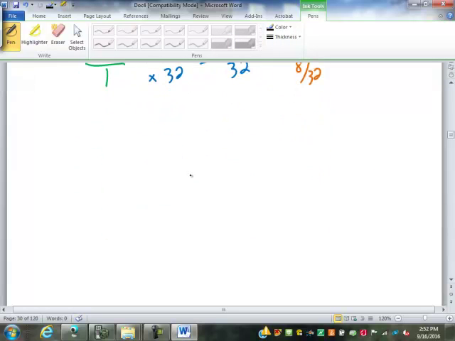I want you guys to try one in your notes. 0.398 inches to the nearest 16th of an inch. See what you come up with for that.